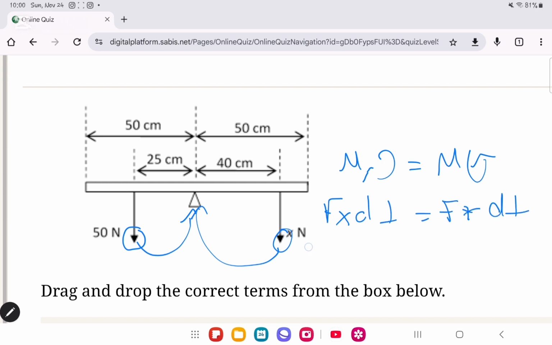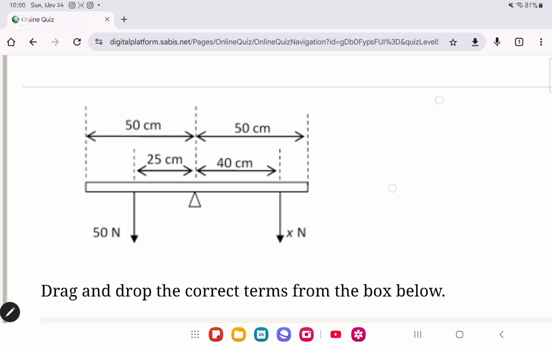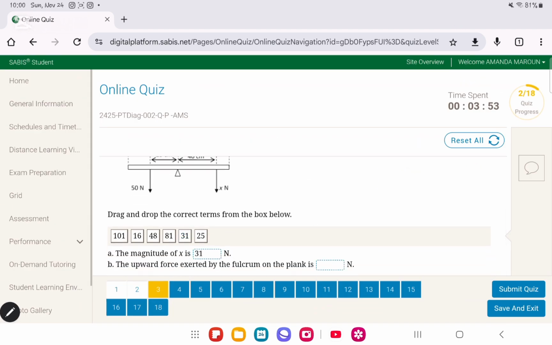Okay, the first force is 15 newtons multiplied by 25 centimeters is equal to the second force x that we need to find multiplied by 40 centimeters. Then you bring 40 to the other side. It's gonna be 15 times 25 divided by 40. And you are gonna get that x is equal to 31.25. If you round it, it is almost 31 newtons.